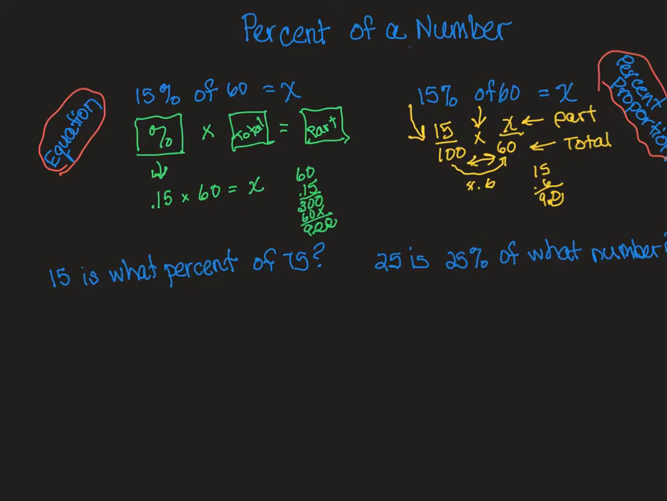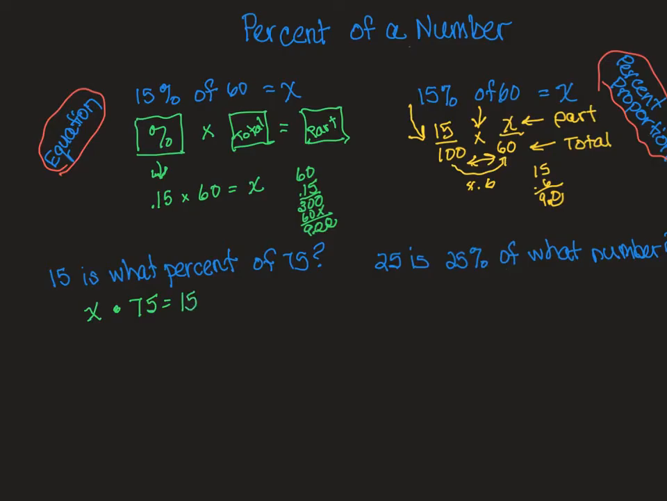Now, sometimes they won't give it to you that way. If you look at the bottom, there are two different kinds, and you're going to be responsible for finding this both ways. 15 is what percent of 75? Looking up at the equation, the percent comes first, and the percent I don't know. So it's x percent, times the total, which is 75, equals 15. That's how I'd set that up.